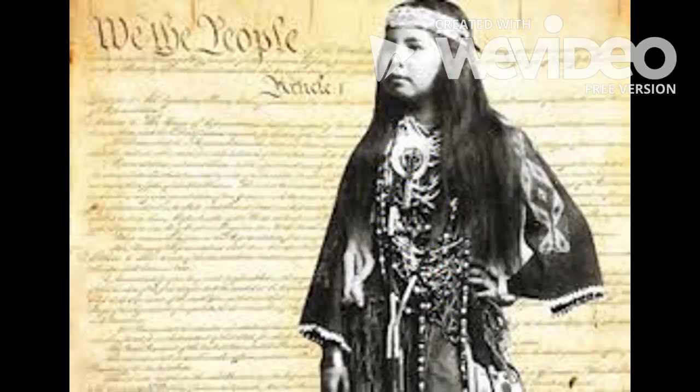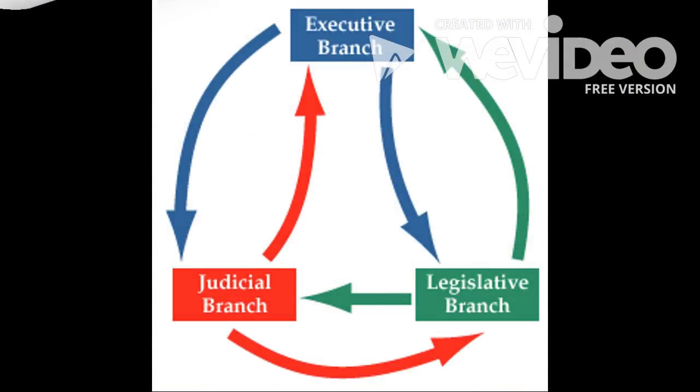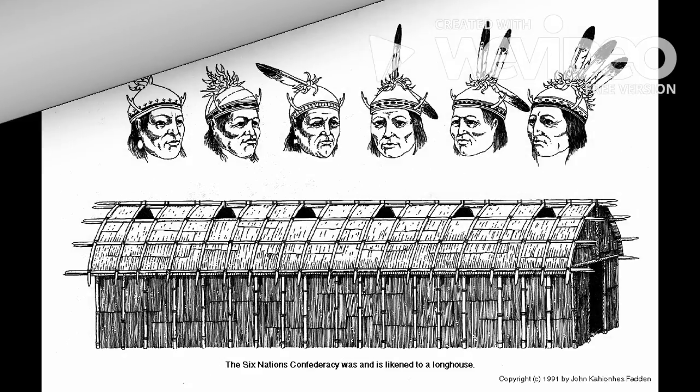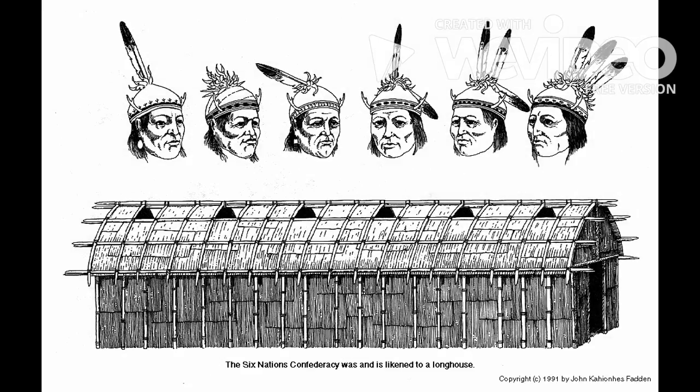Some similarities between the American Constitution and the Iroquois Constitution is the checks and balances. For example, in the American Constitution, the executive branch can veto bills from the legislative branch. The legislative branch can approve federal judges to the judicial branch, and the judicial branch can declare presidential acts unconstitutional.